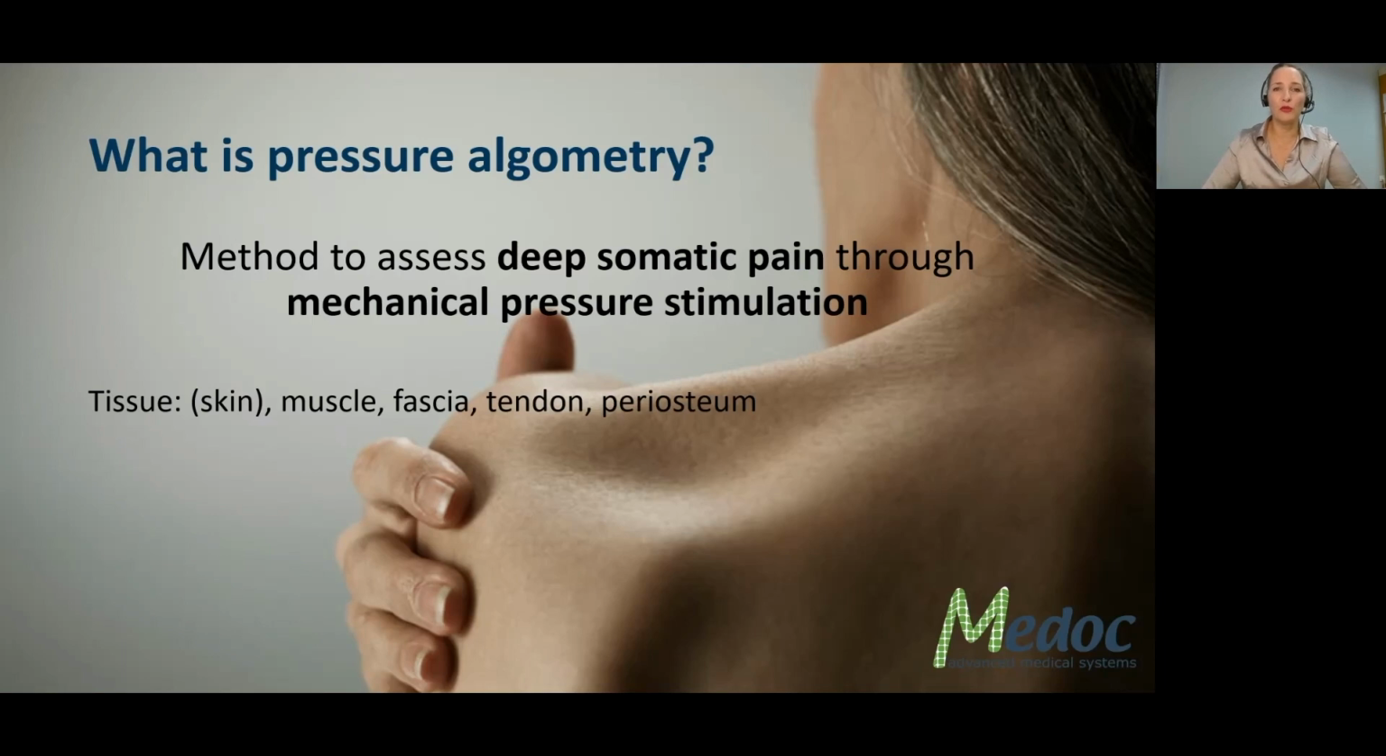So what is pressure algometry? Pressure algometry is a method to assess deep somatic pain through mechanical pressure stimulation. And the tissue that we're aiming at is the muscle, the fascia, which is the layer surrounding the muscle that is providing the muscle with the vasculature and nerves, and the tendon, and the periosteum, which is the layer surrounding the bone.